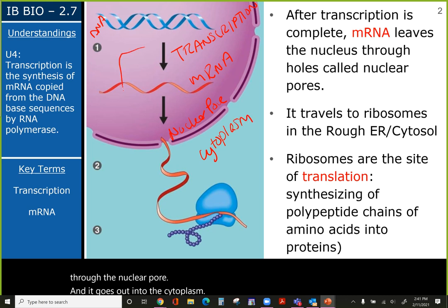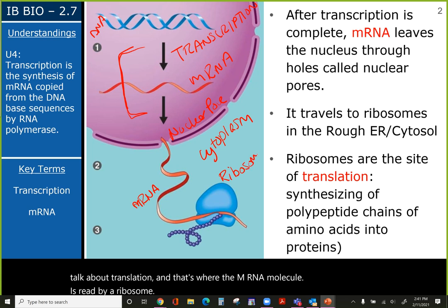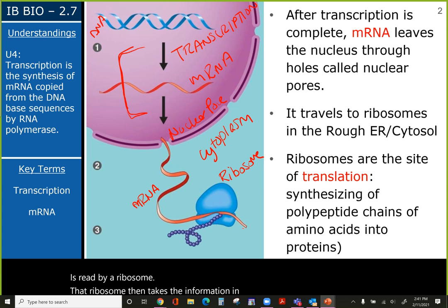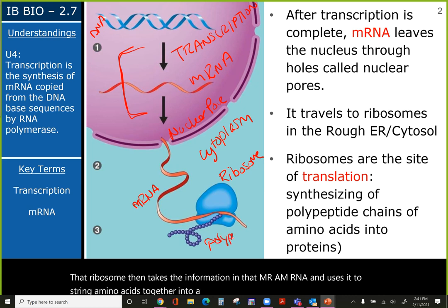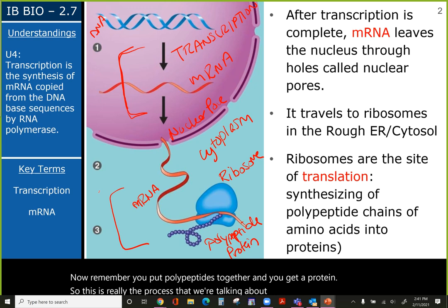So this whole process is transcription, right? Today we're going to talk about translation, and that's where the mRNA molecule is read by a ribosome. That ribosome then takes the information in that mRNA and uses it to string amino acids together into a polypeptide chain. Now remember, you put polypeptides together and you get a protein. So this is really the process that we're talking about today, and this is translation.